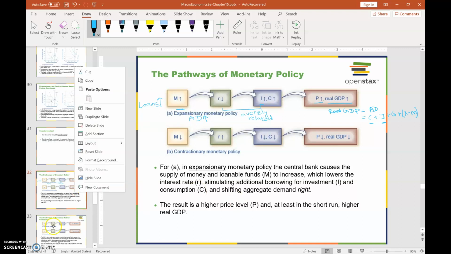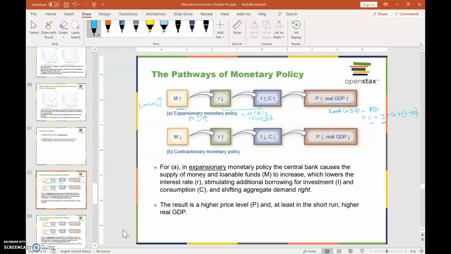Another thing to remember here, the Fed uses expansionary monetary policy during a recession. The opposite, during an inflation, the Fed will use a contractionary monetary policy. It's going to lower the quantity of loans. As a result, the money supply will go down, interest rates will go up, investment will go down, consumption will go down, price will go down, and real GDP will go down.